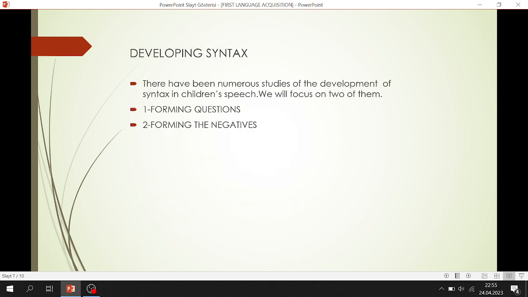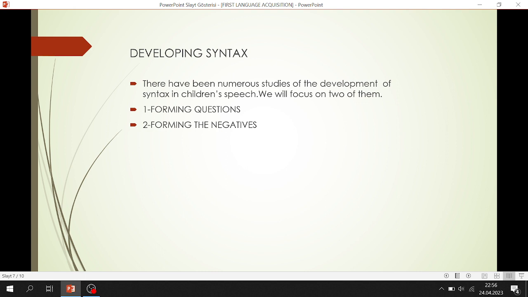Developing syntax. There have been numerous studies of the development of syntax in children's speech. We will focus on two of them: forming questions, acquisition of questions. There are three stages. Stage 1: there are two words and we add where. For example, where Cemil. Stage 2, there are three words and we can add what and why.